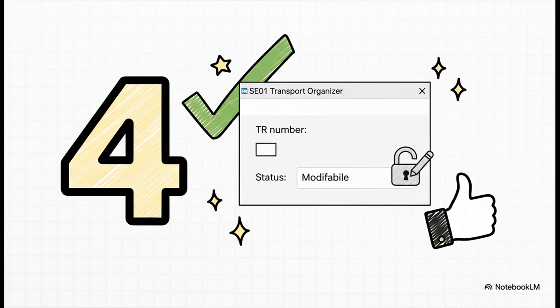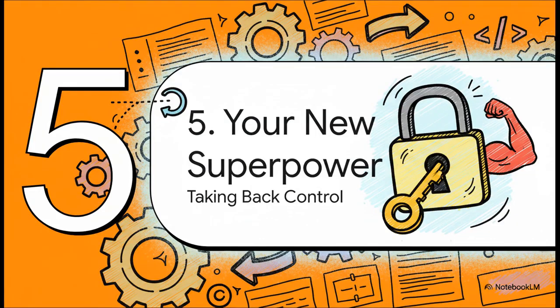And finally, step 4, verification. You've got to check your work, right? So just go back to your transport organizer, transaction SE01, display your transport request, and you should see it's now back in a modifiable, unreleased status. Boom, success. Which brings us to our final section.